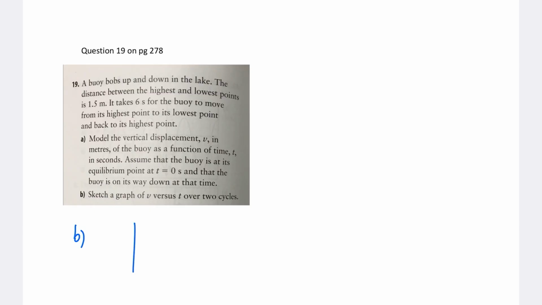I prefer to start with sketching the graph here personally. So it says assume that the vertical displacement in meters of the buoy is a function of time, T in seconds. Assume that the buoy is at its equilibrium point at T equals 0, and that the buoy is on its way down. So we're going down, then up, and then down. Okay, this gives us a little picture of this. It says to do it for 2 cycles.